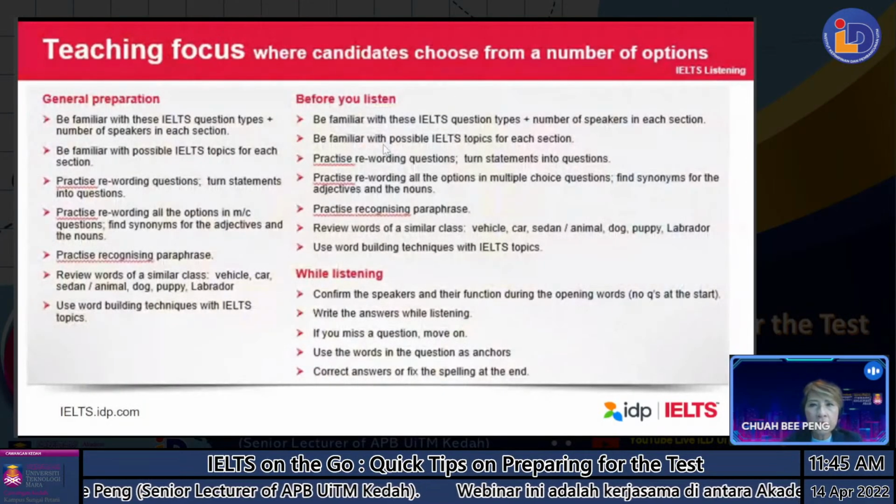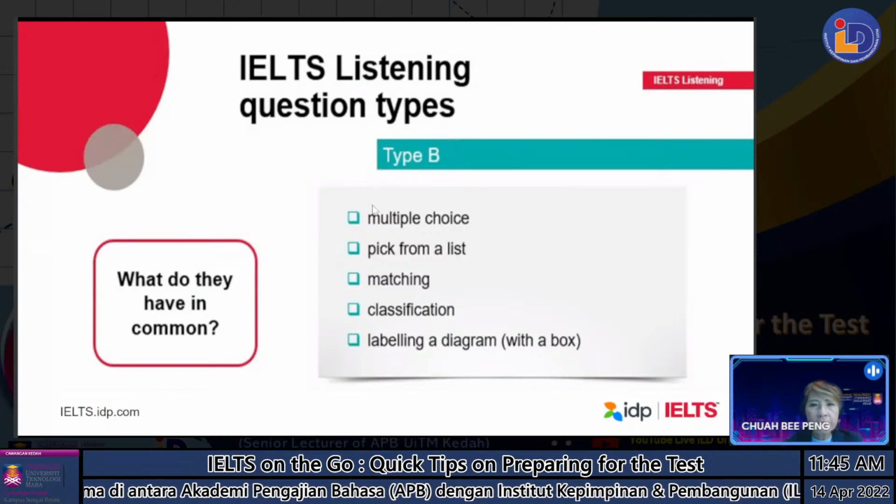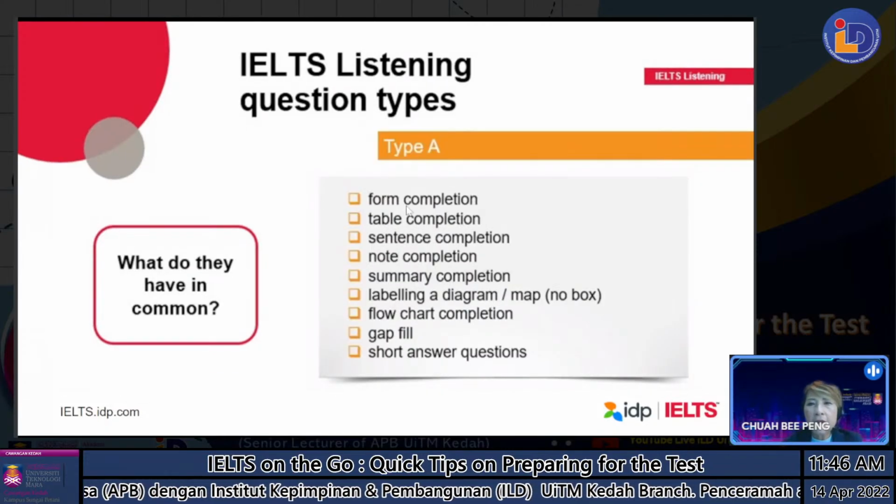So, listen for listening. All right. This would be some of the important things. Be familiar with the IELTS question types. You have all this multiple choice, form completion, table completion, sentence completion, note completion.